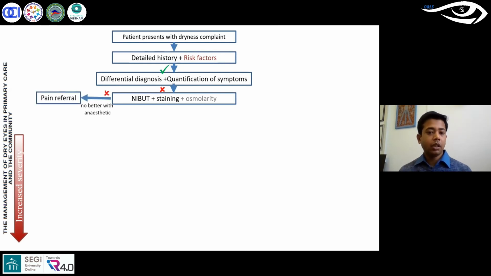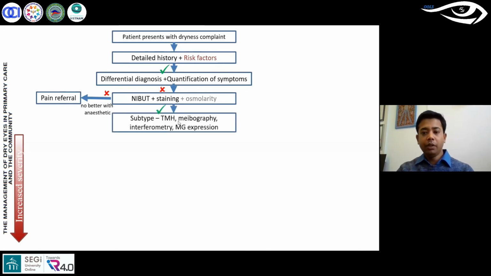If the tests are not positive, we can consider pain referral, because if they're not correlating well, then we should test with anesthetics and go for pain referral. That goes in different directions, and often we refer to ophthalmologists for this.